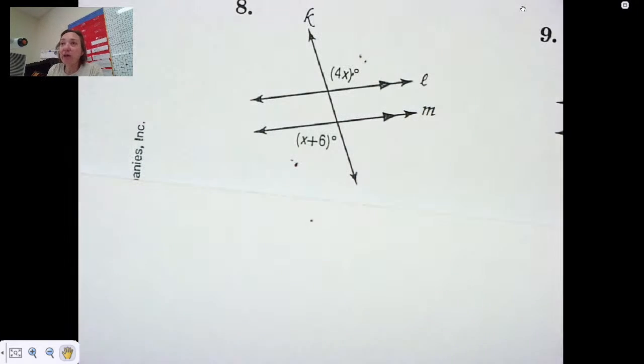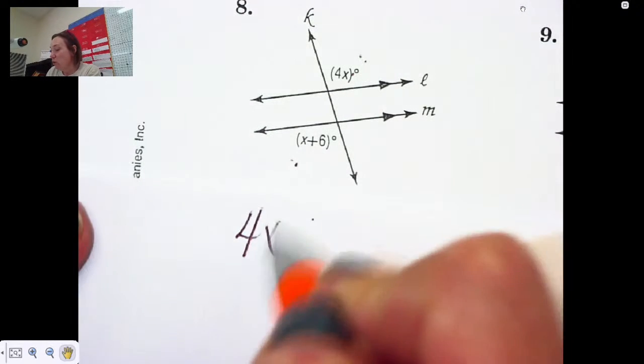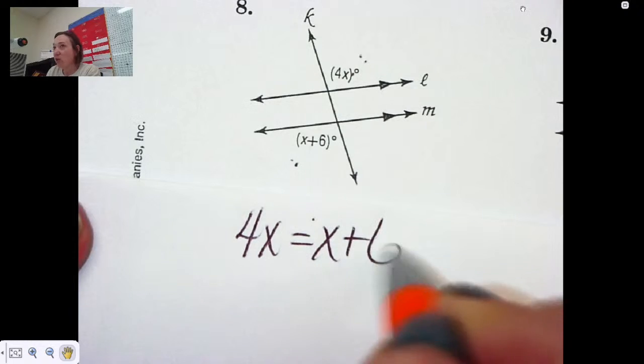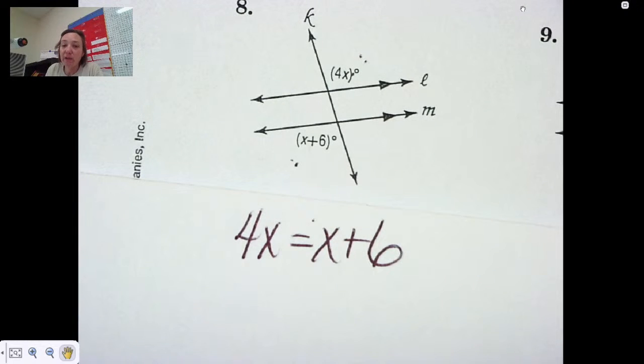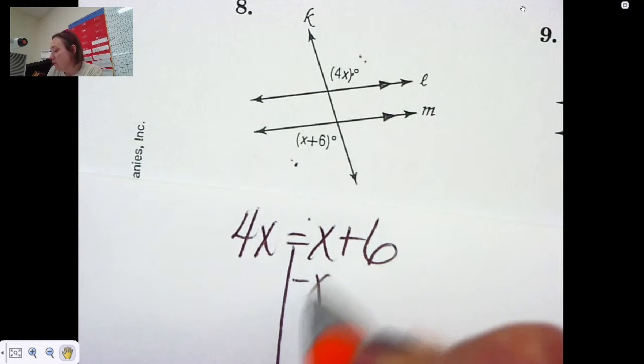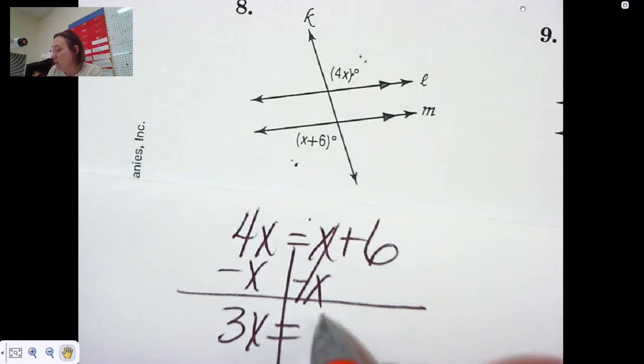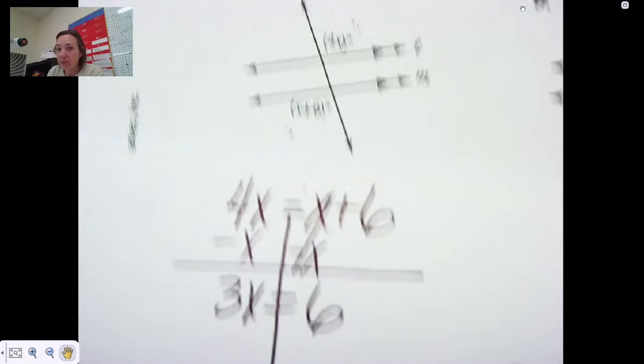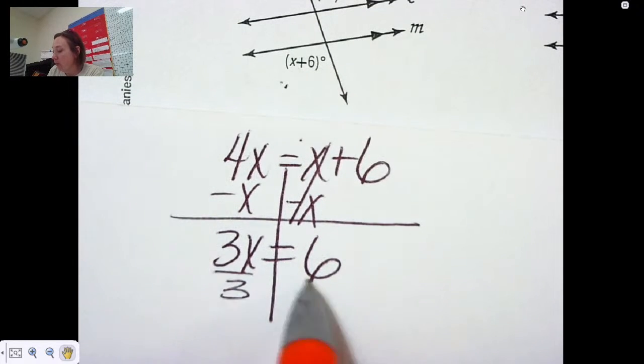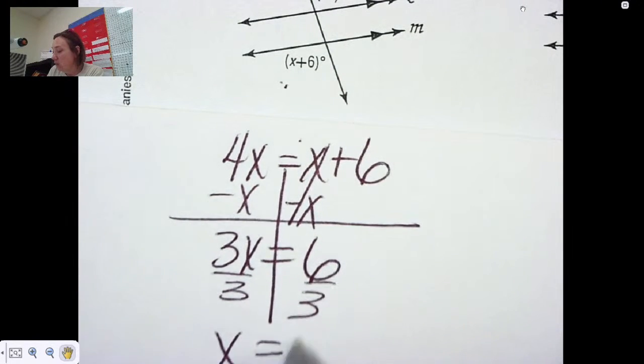These two are alternate exterior angles. Anytime you're talking alternate, that means they're going to be congruent. If they're congruent, that means their measures are equal. That means we can write an equation that shows they are equal to each other. We're going to solve this by subtracting x from both sides. That's going to give us 3x equals 6, right? If we divide both sides by 3, x equals 2.